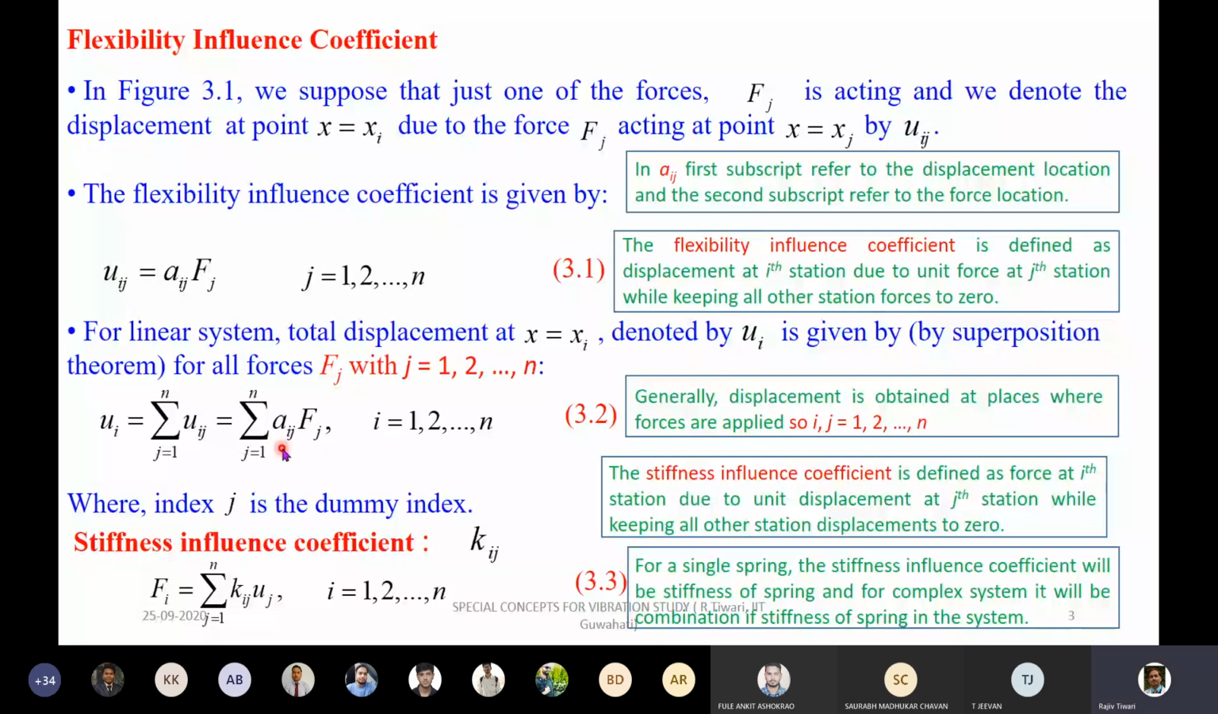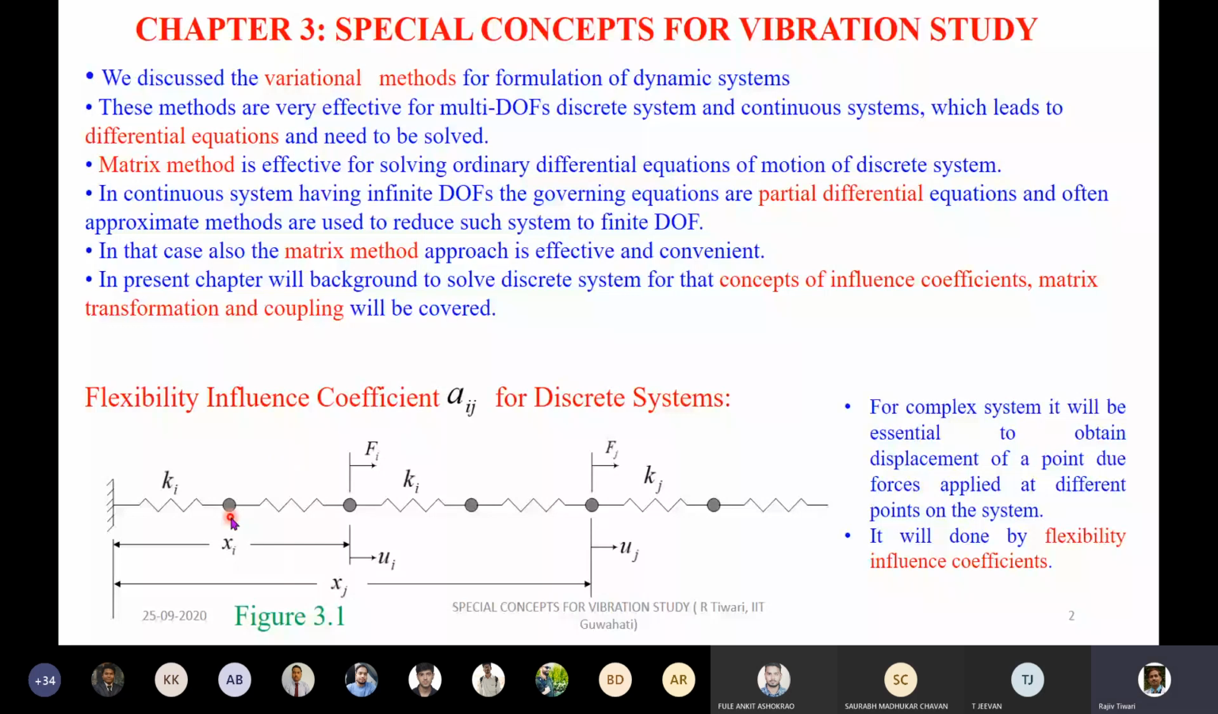Flexibility is something like the inverse of stiffness. If, in the previous example, we have only one stiffness in the system, one spring, then the flexibility of the system will be just the inverse of the stiffness. But now, because there are several stiffnesses connected in a different combination, the influence coefficient will be related to the stiffnesses in some way. That we'll see subsequently.